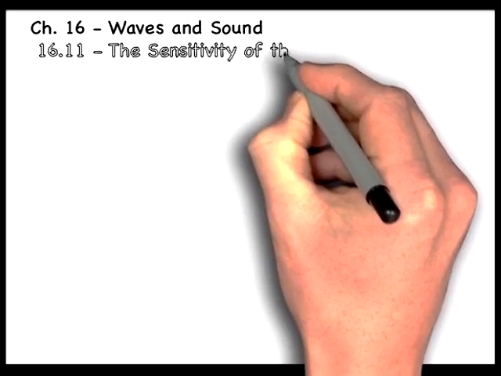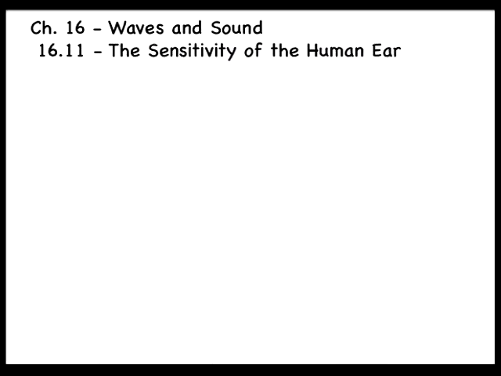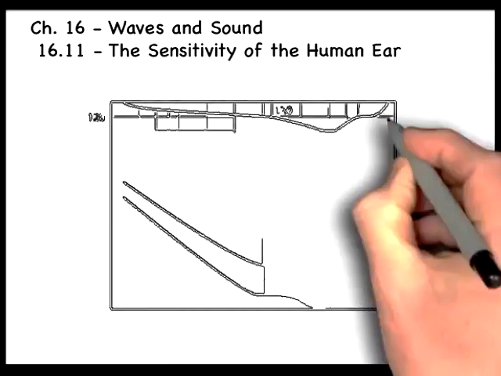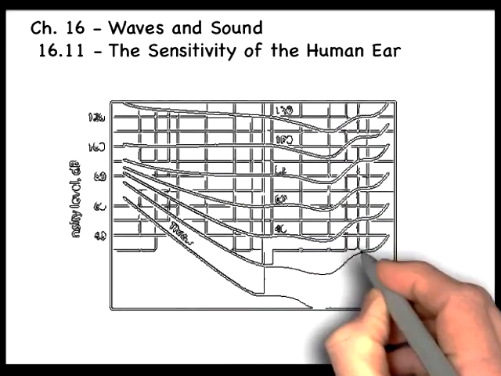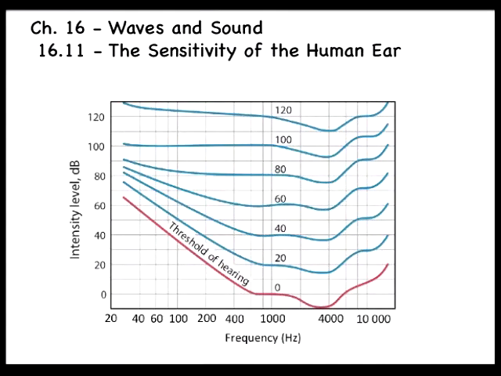Although the ear is capable of detecting sound intensities as small as 1 × 10⁻¹² watts per meter squared, it is not equally sensitive to all frequencies, as the graph shows. This graph displays a series of curves known as the Fletcher-Munson curves, after H. Fletcher and M. Munson, who first determined them in 1933.